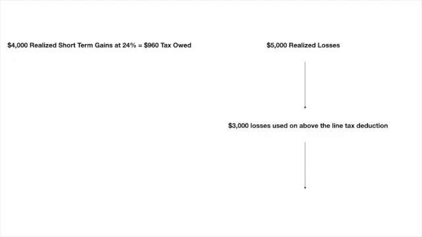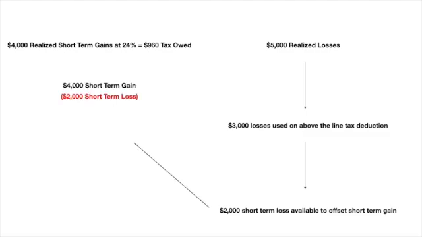So if you realize a $4,000 gain and it's short-term, meaning less than a year, say you're taxed at 24%, so you would owe $960 on that gain. So you have your $5,000 in realized losses. We used $3,000 of that as that above the line tax deduction. So we have $2,000 in losses left. So we can use that $2,000 in losses to offset some of our realized gains. And you can see how that would reduce your taxes that you owe on April 15th.